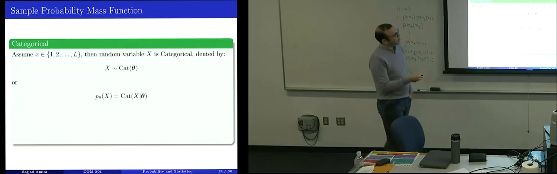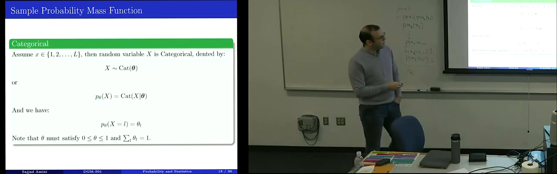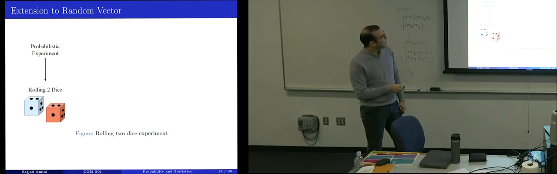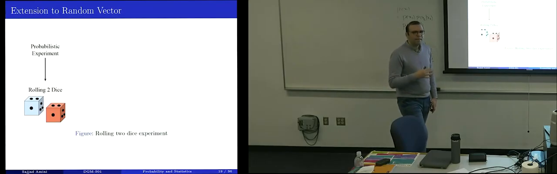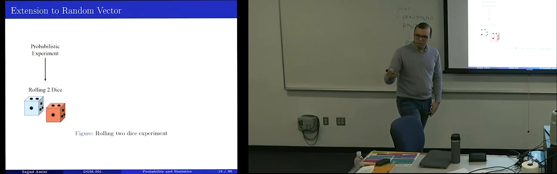The other one is the categorical distribution. You are also familiar with this random variable, but here the parameter is a vector, and each element should be between 0 and 1, and the summation should be 1. So the concept of a random variable can be easily extended to random vectors.